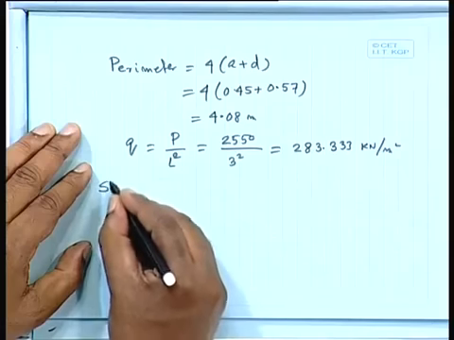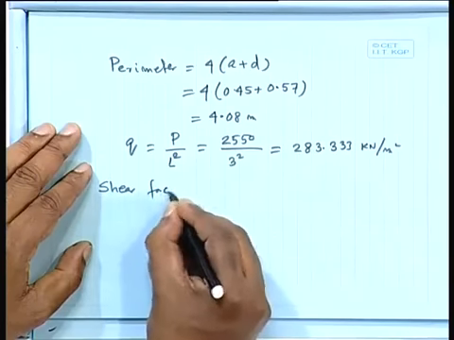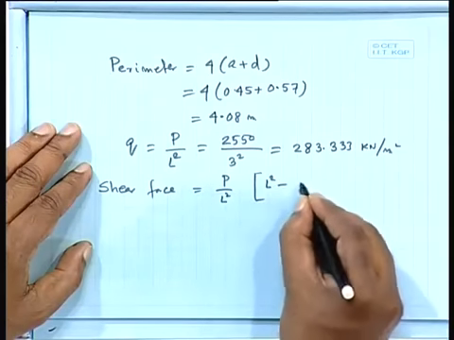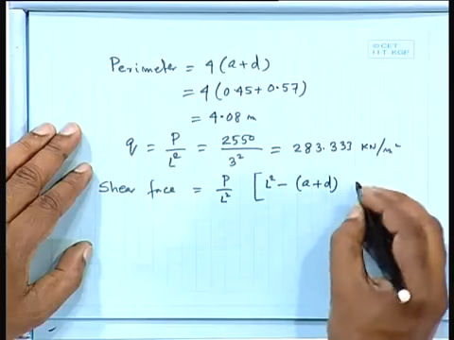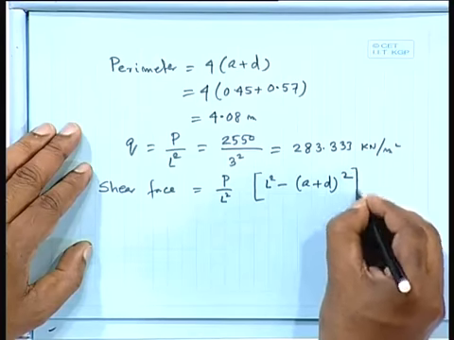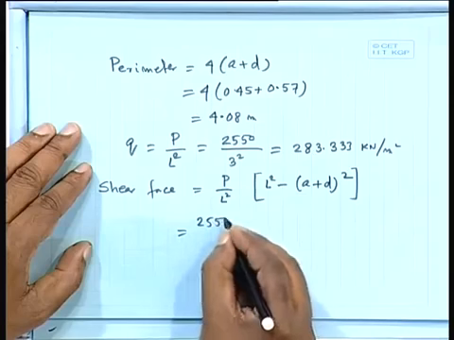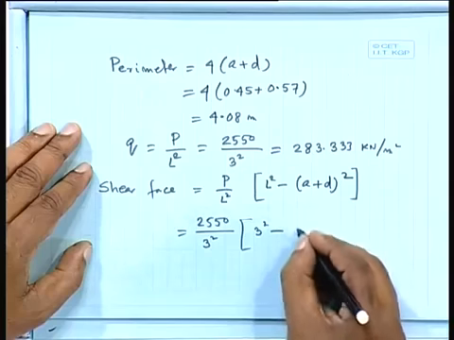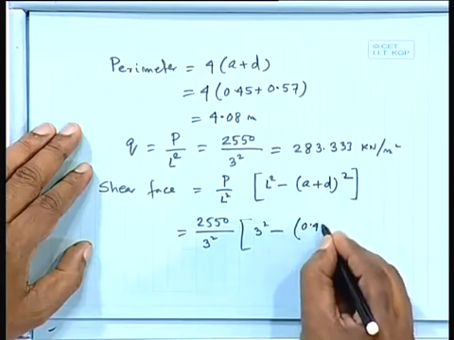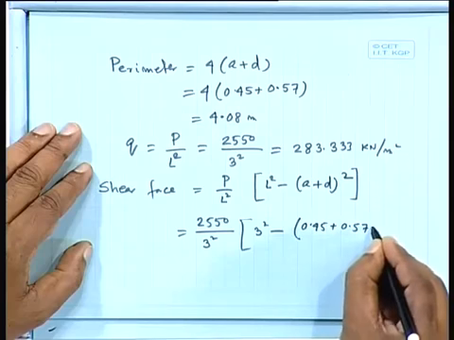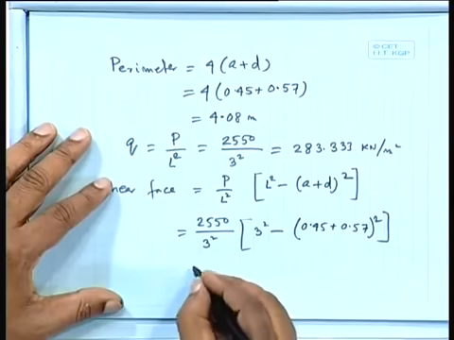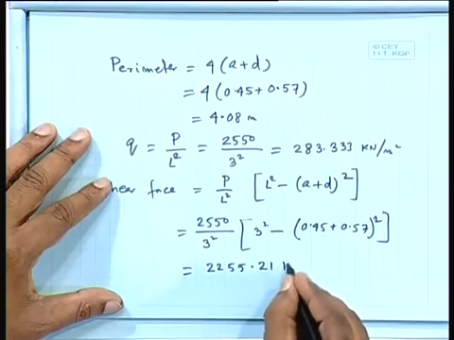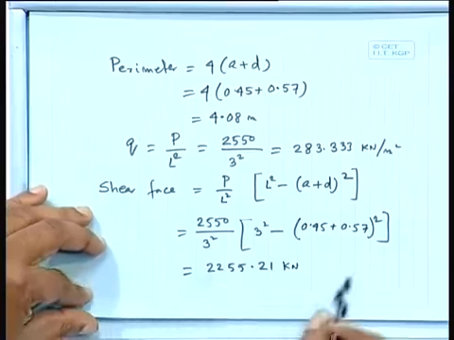Shear force: P by L square minus A plus D whole square equal to 2550 divided by 3 square. So 3 square minus A equal to 0.45 plus 0.57 whole square, which comes as 2255.21 kilonewton. This is the shear force.